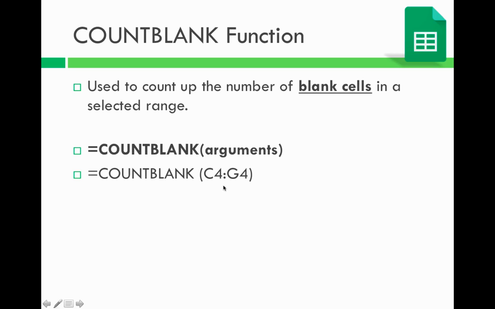Okay, so COUNTA and COUNTBLANK basically do the opposite of each other. COUNTA counts the cells that have something in it. COUNTBLANK counts the number of empty cells in a range. So COUNTA, COUNTBLANK. There's a fourth count that I want to talk about, but we're not ready for that yet. We'll get to that in a future video.